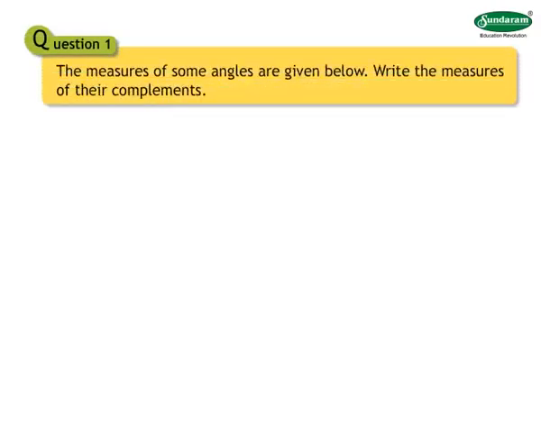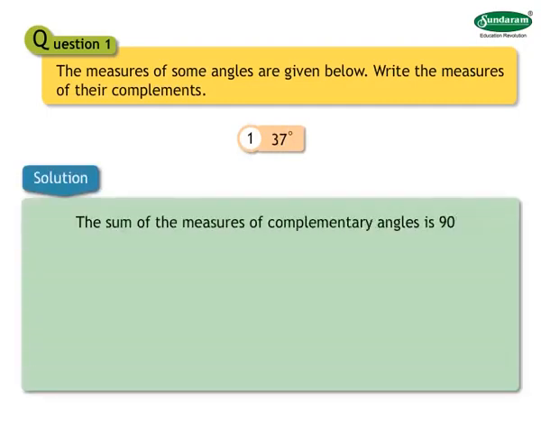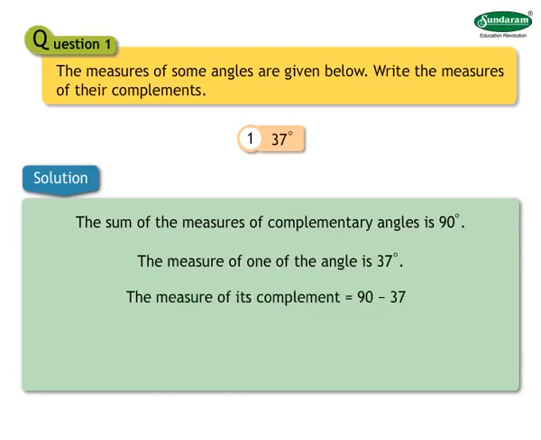Question 1. The measures of some angles are given below. Write the measures of their complements. Number 1. 37 degrees. Solution. The sum of the measures of complementary angles is 90 degrees. The measure of one of the angles is 37 degrees. The measure of its complement is equal to 90 minus 37, which is equal to 53 degrees. Thus, the measure of the complementary angle is 53 degrees.